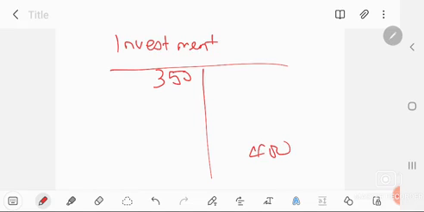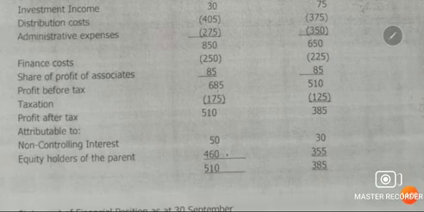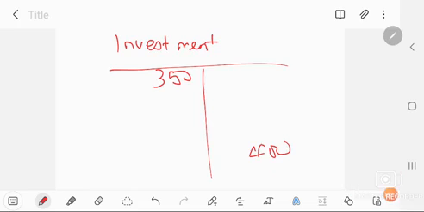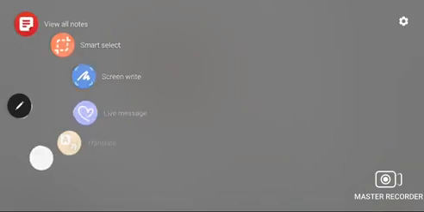This one is found in the profit and loss. It's here. Let me show you. So it's stated right below finance costs. You'll see it as share of profits of associates. That's the one you get. You have to add it on the debit side of this account we're making. So it's about 85 kwacha. That's the one we're getting. So we get our 85 and add it there.